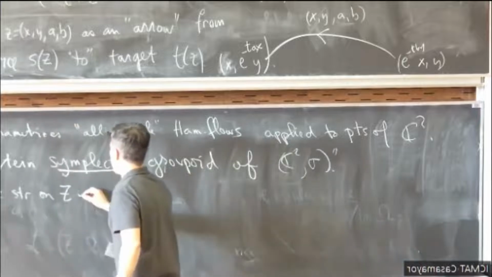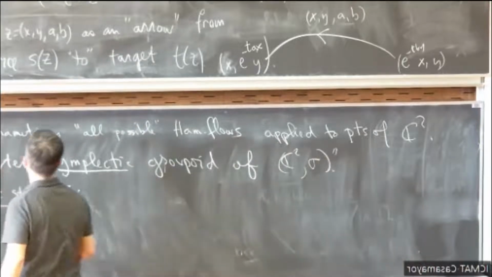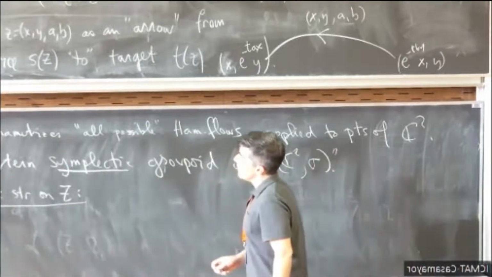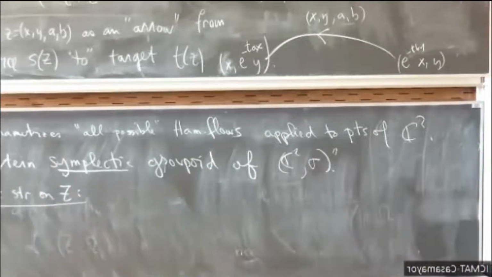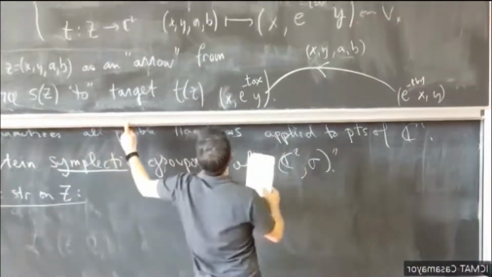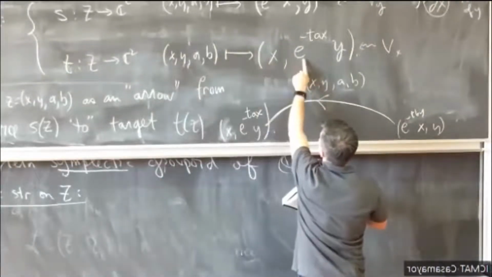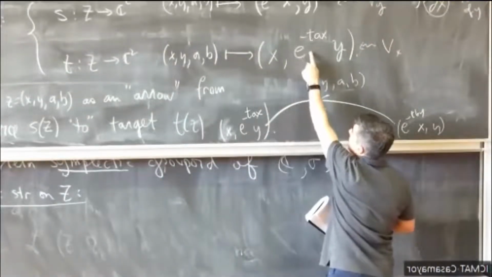So the symplectic structure on Z is as follows. This is the cool thing about the symplectic groupoid. We look at this symplectic form. Well, this is a symplectic form on C2, but the problem is that it's singular. But look at the maps that relate this space with this space. Notice that we have exponentials here.